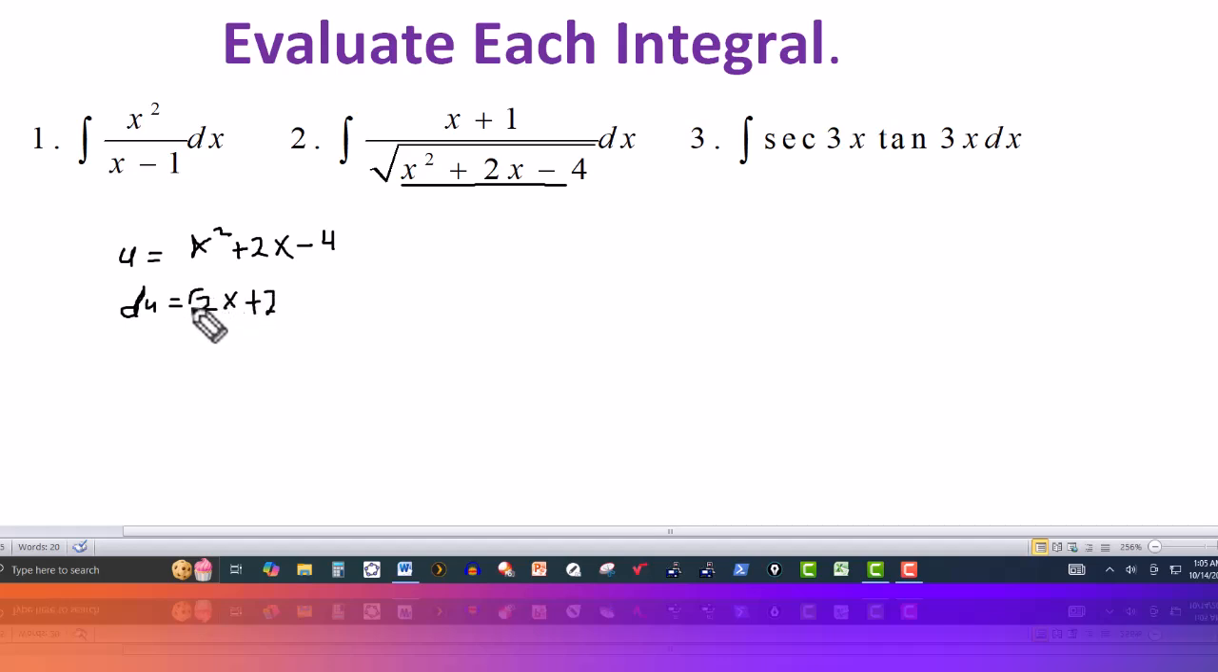I can write this then as du, or dx, I should say. There's going to be a dx here. And then I'm going to factor out a 2 here, and then divide both sides by 2. So this will be du over 2.